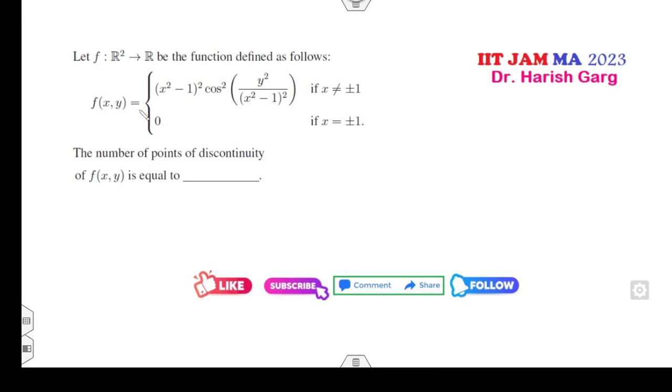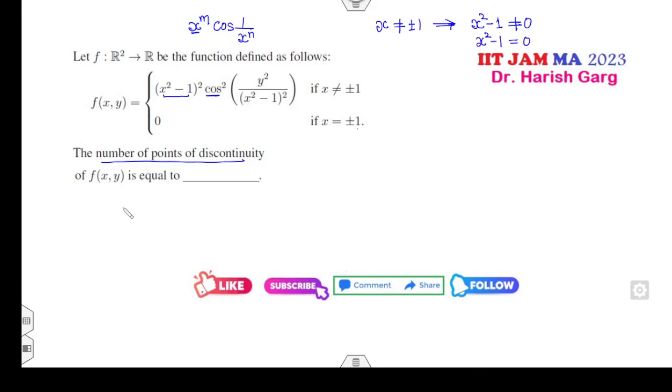Let f be the function defined in this manner, then find the number of discontinuous points. Very simple. First of all, cos has come here. Then my target is to look at this quantity. Now here x should be there. Here is x square minus 1. Can I write this domain like this? x square minus 1 is not equal to 0, and for the second, x square minus 1 is equal to 0.